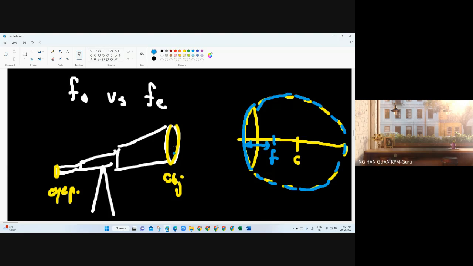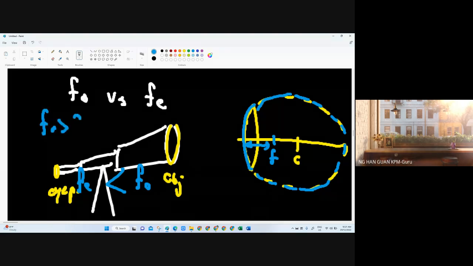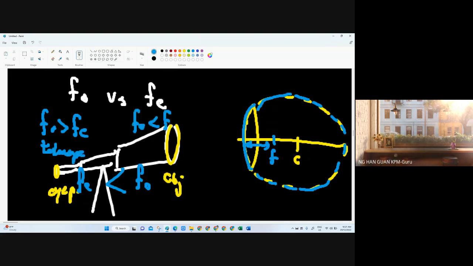So when you have the bigger size of the objective lens, it means that your FO will be bigger. So obviously FO will be more than FE. FO more than FE will be reserved for the telescope, and FO less than FE will be for the microscope.